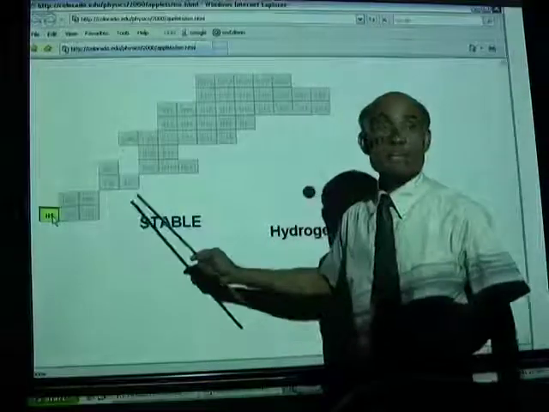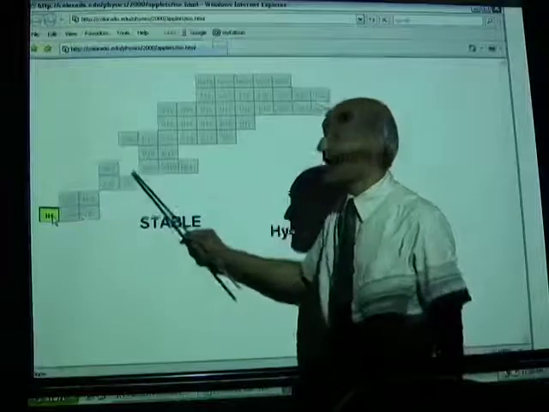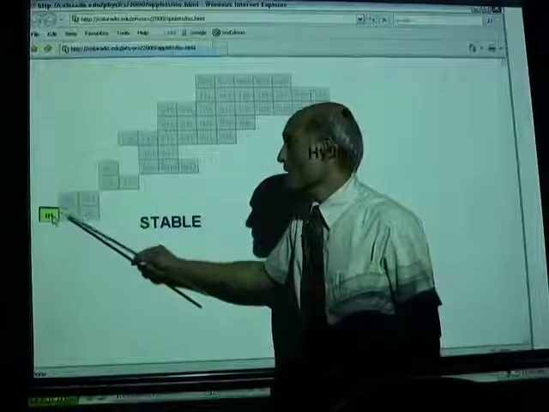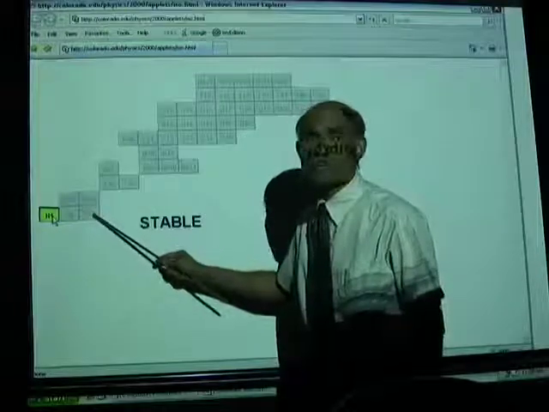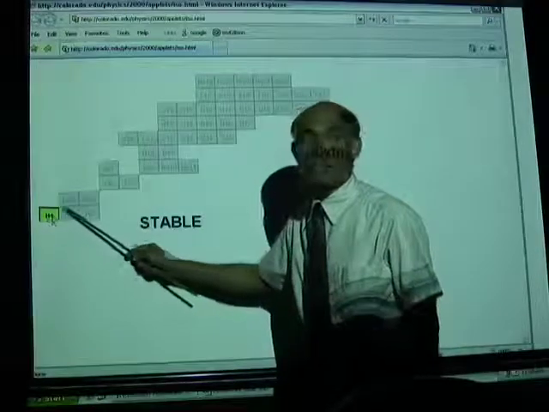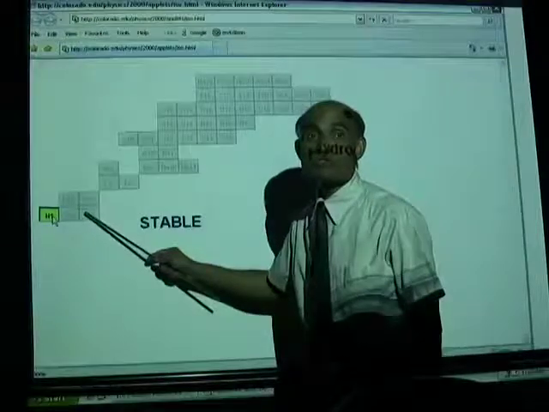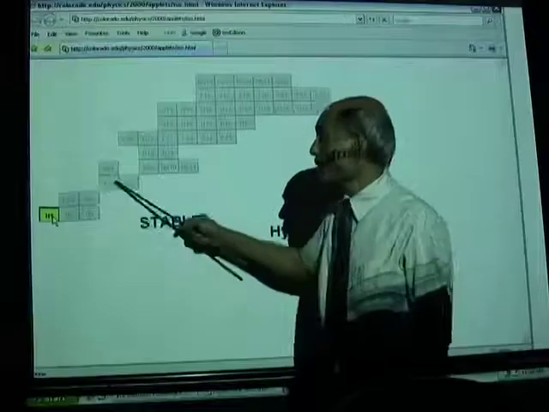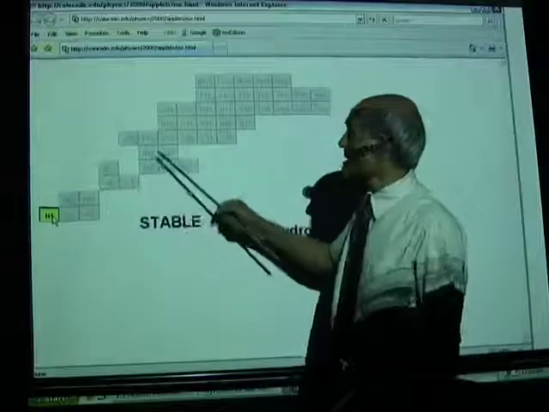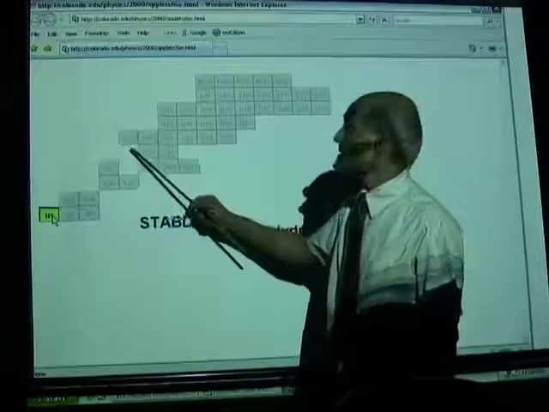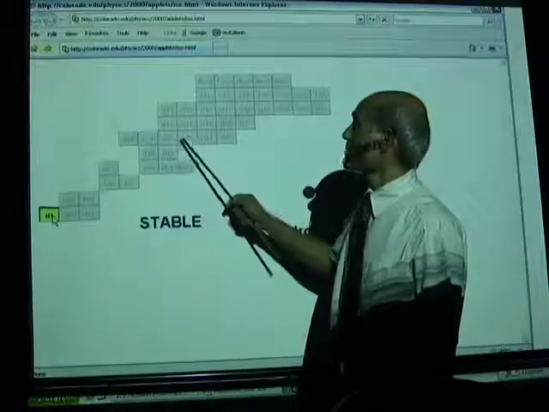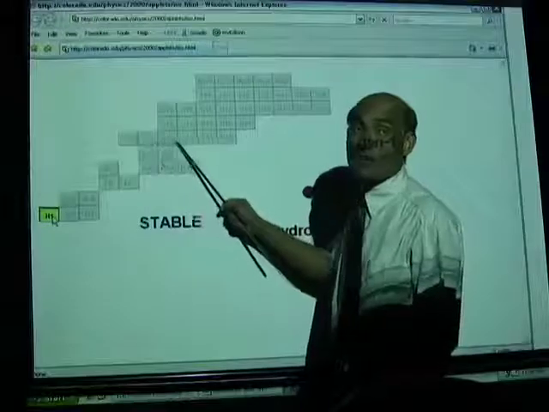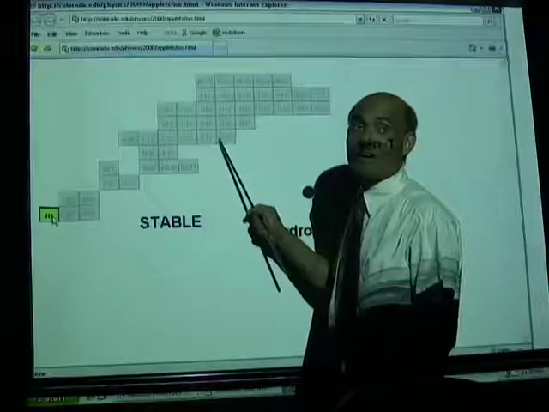Here I have an illustration of several elements and their many isotopes. Hydrogen has hydrogen 1, hydrogen 2, hydrogen 3. What are they called? Normal hydrogen, deuterium, tritium. Helium, helium 3 and helium 4. Lithium 6, lithium 7. Carbon, carbon 10, carbon 11, carbon 12, carbon 13, carbon 14. I hope you understand what they are.